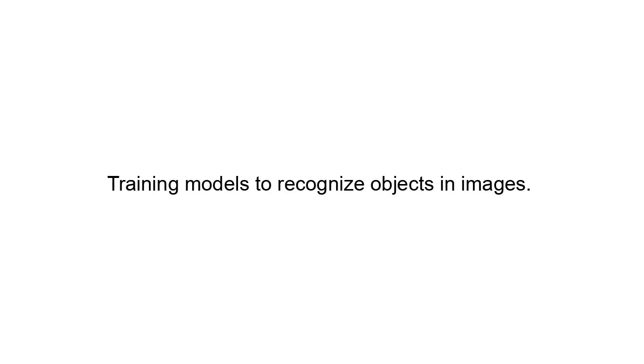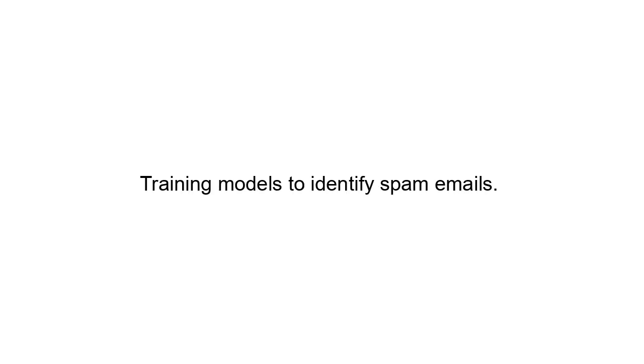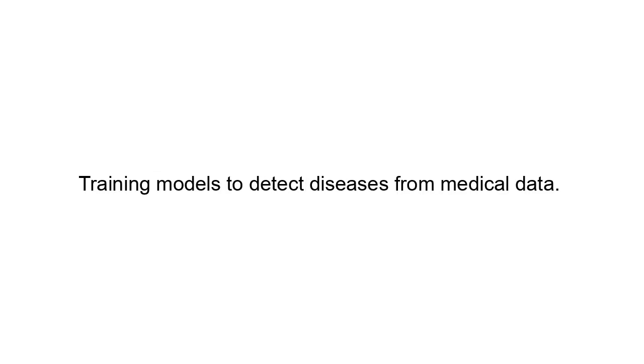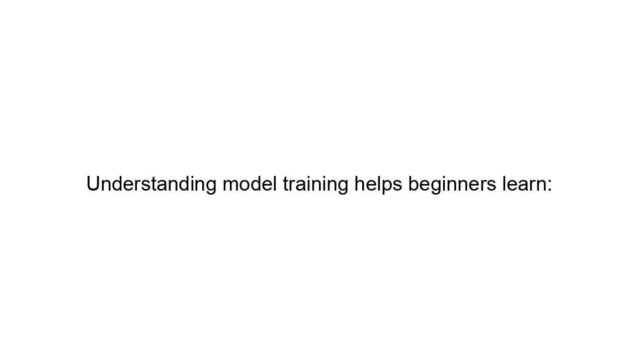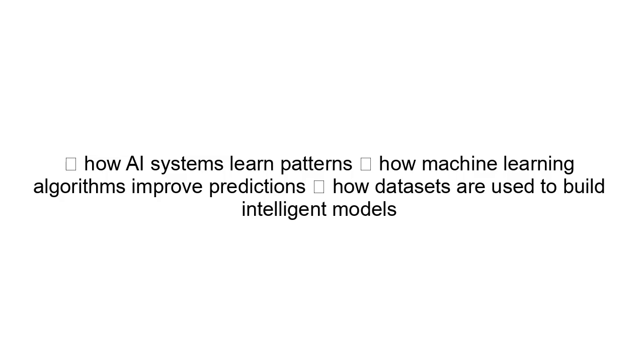Real-world applications. Model training is used in many AI systems. Image recognition: training models to recognize objects in images. Spam detection: training models to identify spam emails. Healthcare AI: training models to detect diseases from medical data. Recommendation systems: training models to suggest movies, products, or music.